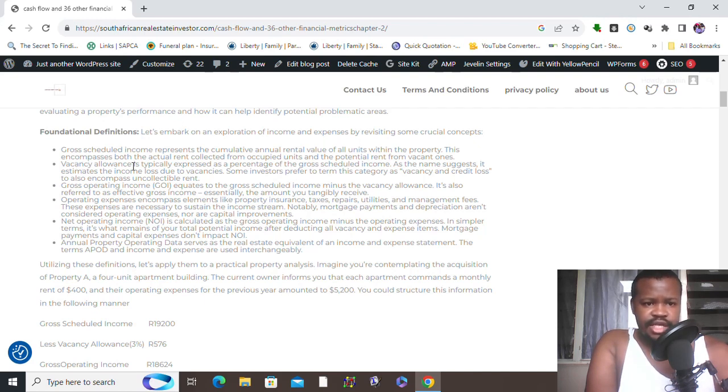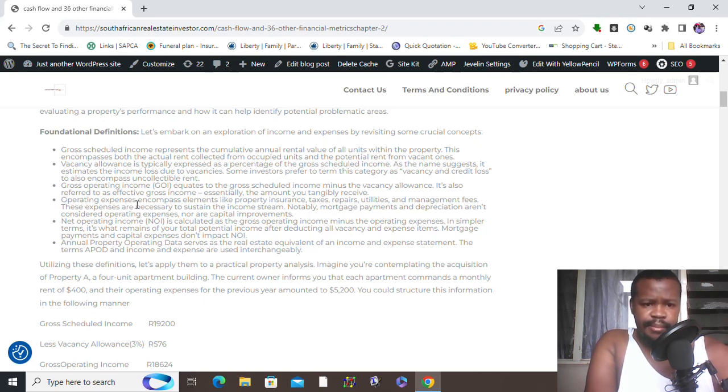Vacancy allowance is typically expressed as a percentage of the gross scheduled income. As the name suggests, it estimates the income loss due to vacancies. Some investors prefer to term this category vacancy and credit loss. It also encompasses uncollectible rent. Gross operating income equates to the gross scheduled income minus the vacancy allowance. It is also referred to as the effective gross income, essentially the amount you tangibly receive.